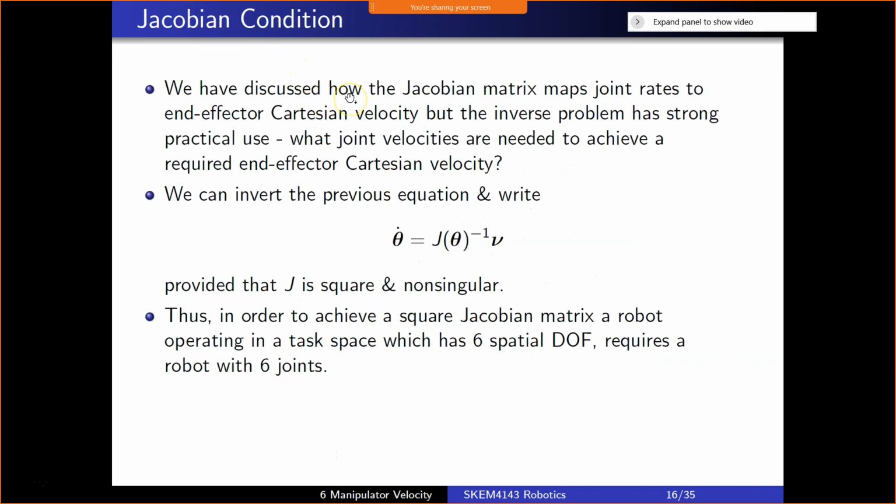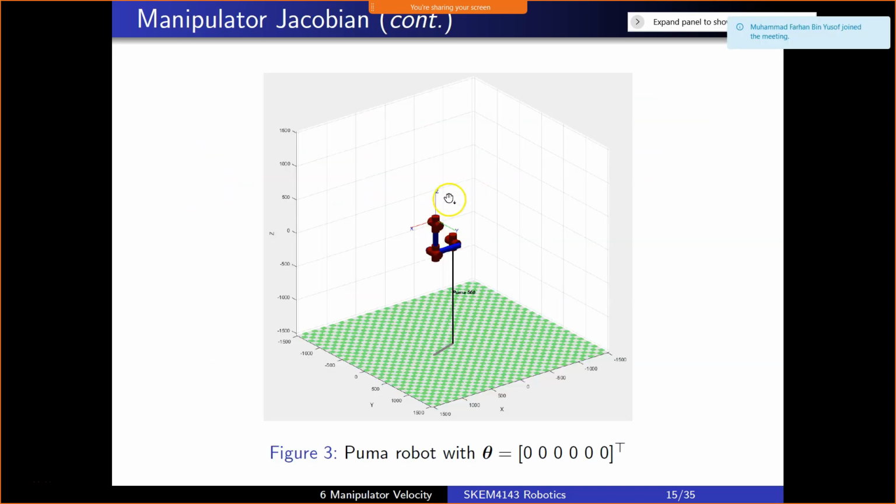All right. Now let's look at Jacobian condition. So we have discussed how the Jacobian matrix maps joint rates, the angular velocity of every joint, to end effector Cartesian or spatial velocity. But the inverse problem has strong practical use. What joint velocities are needed to achieve a required end effector Cartesian velocity? Which means if I want the end effector to move in a certain way, I want to know what is the required joint velocity. So it's the inverse problem, right?